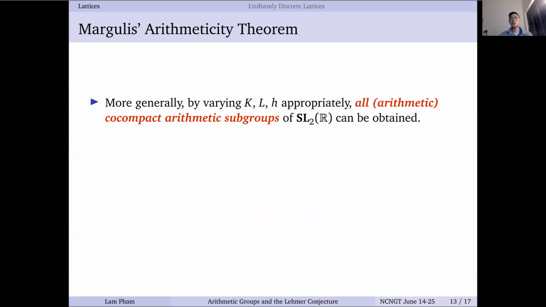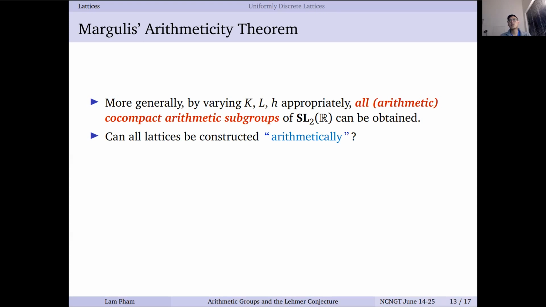And so this is just one example, but more generally, we can vary K, L, and H appropriately to obtain all possible co-compact arithmetic subgroups of SL2R. In order to obtain all of them, it is necessary to vary K, L, and H in an appropriate way. So we can have different Hermitian forms. We can have different number fields. And if we try to go to higher dimensions, the remark is that it also becomes necessary to consider not just field extensions, but actually central simple algebras.